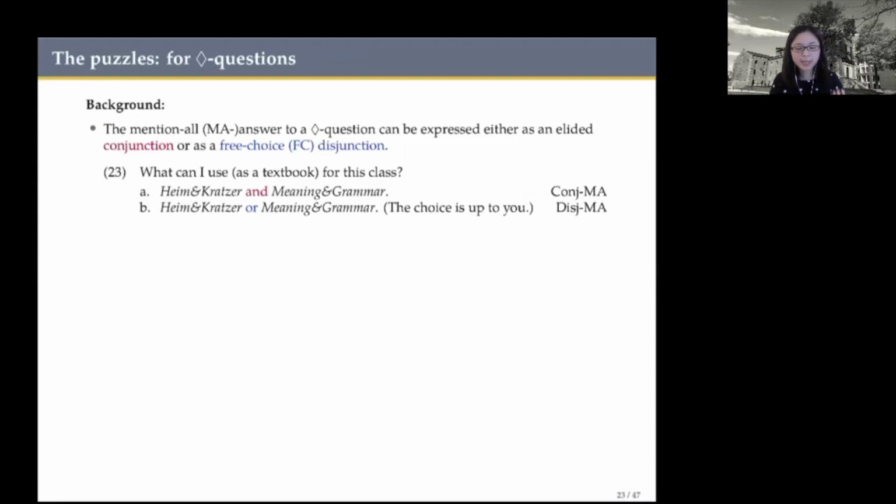What can I use as a textbook for this class? Conjunctive mention-all says Hammond-Kreiser and Median Grammar. Or use disjunctive mention-all: Hammond-Kreiser or Median Grammar. The choice is up to you. Even though we're using conjunction in A, disjunction in B, the two answers express exactly the same meaning. We have these two options for our textbook for this class.